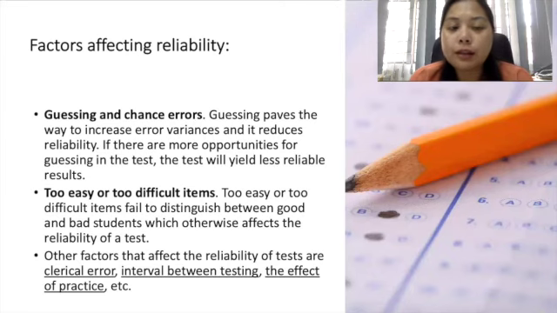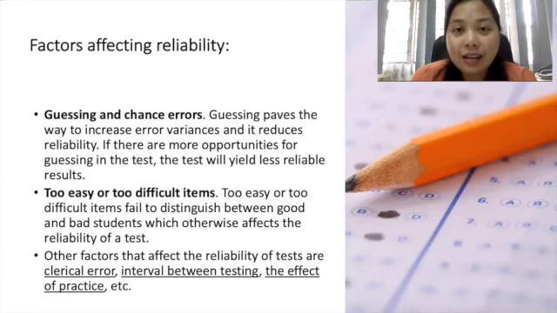Another one is guessing and chance errors. Guessing paves the way to increase error variances and it reduces reliability. So teachers, we must find ways on how to encourage our students to study better instead of guessing the correct answer during a test.